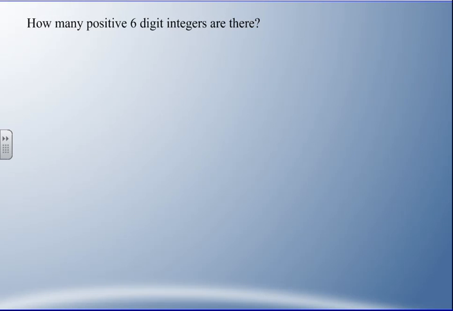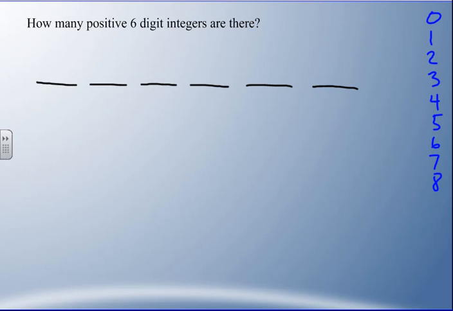Now, in a six-digit integer, there are 6 spots: 1, 2, 3, 4, 5, 6. Well, 6 digits in there. So I need to know how many options there are for each one. Now, the options I could put in there are 0, 1, 2, 3, 4, 5, 6, 7, 8, 9. Now, the thing I have to remember is that I want positive six-digit integers, so not having any negatives.